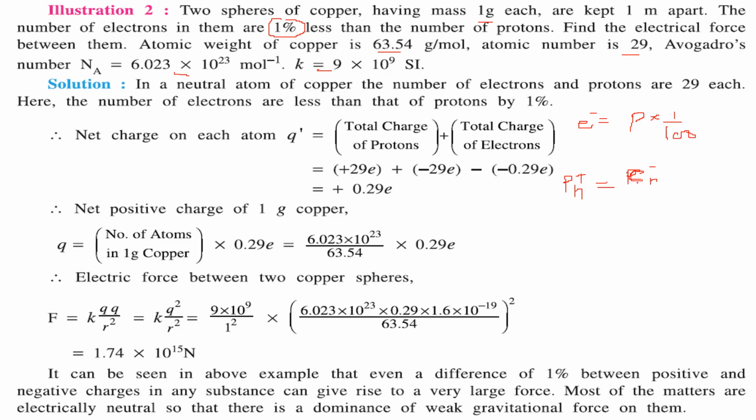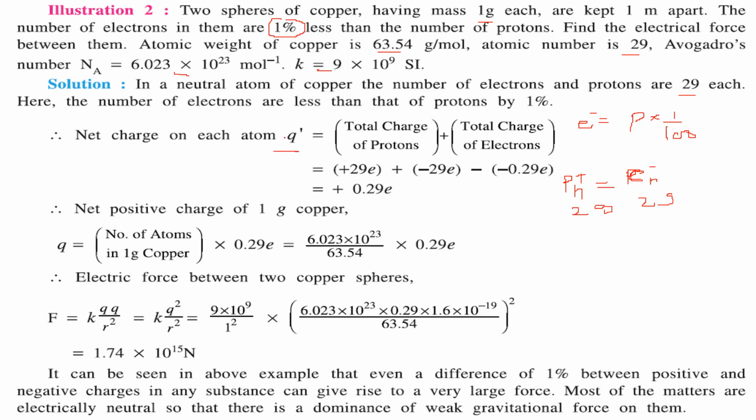This will be okay. They are equal. And what are the number of protons? These are 29. So the number of electrons is also 29. So these are 29, these are also 29. Now it is given in the question that the number of electrons is less by how much? 1%.